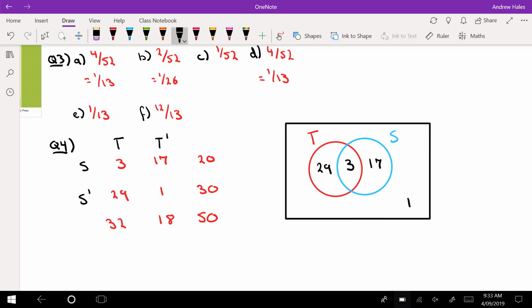And then you see if we were to add all these numbers together now, we'd get 50. 29 plus 3 is 32. Plus 17 is 49. Plus 1 is 50. So you know you've done your information right.